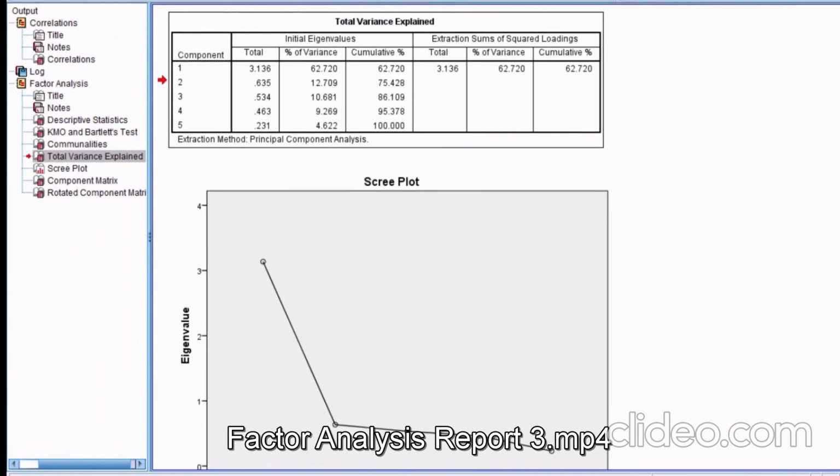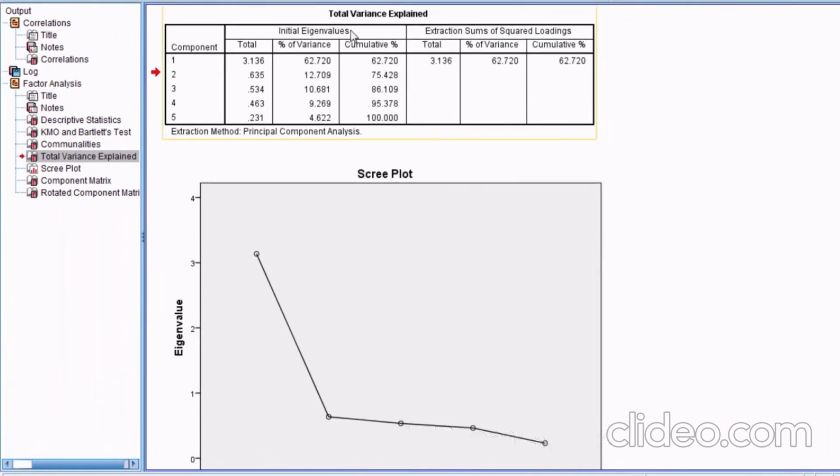Okay, next we have our communalities, and I'm going to skip over that for a minute. Let's go back to that soon. Let's go to total variance explained. We'll also pull up our scree plot here. So you have here our scree plot. I want to show the scree plot over here.